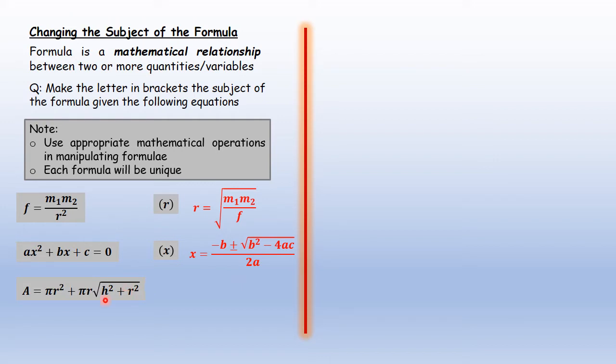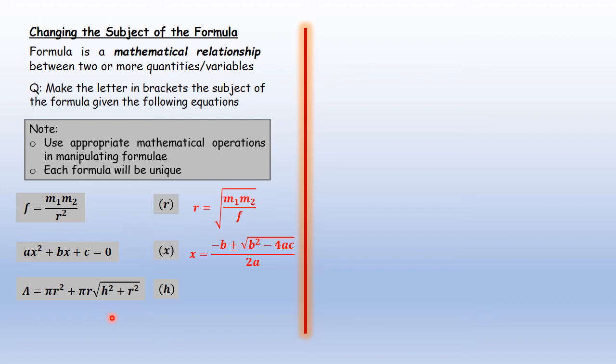However, I'm going to attempt this example here. We are given A is equal to pi r squared plus pi r root h squared plus r squared. And you're supposed to make h the subject of the formula. Now, if I want to make h the subject of the formula, I will need to ensure that I remove all the other variables or quantities which are attached to h in some way, such that I'm going to remain with h on one side and everything else on the other side of the equal sign.